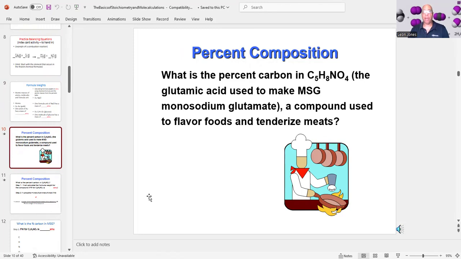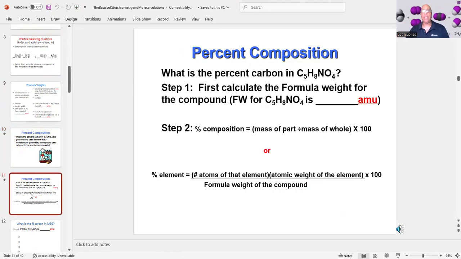What is the percent carbon in C5H8NO4? That's the glutamic acid used to make MSG, which, what is MSG? Monosodium glutamate, used in a lot of Chinese food. And if you don't know what it is, MSG is a compound that's used to basically tenderize meats and flavor foods.